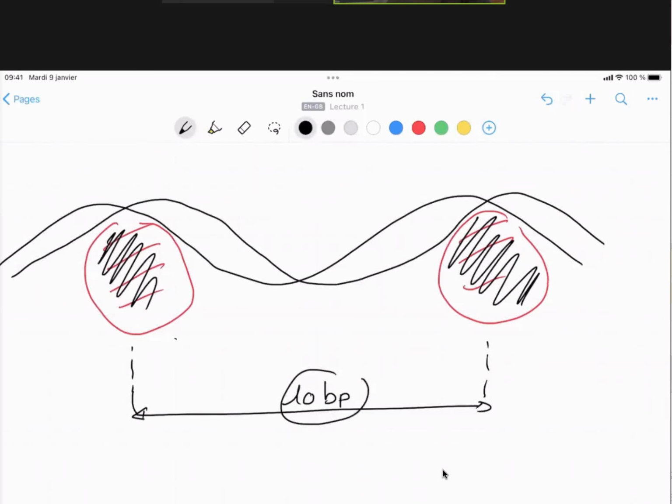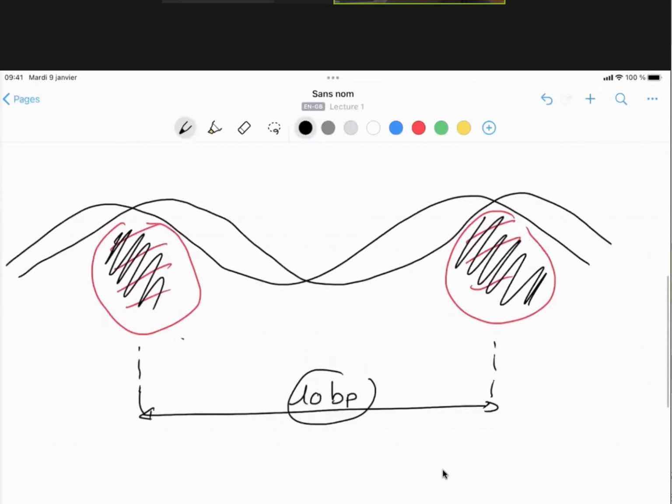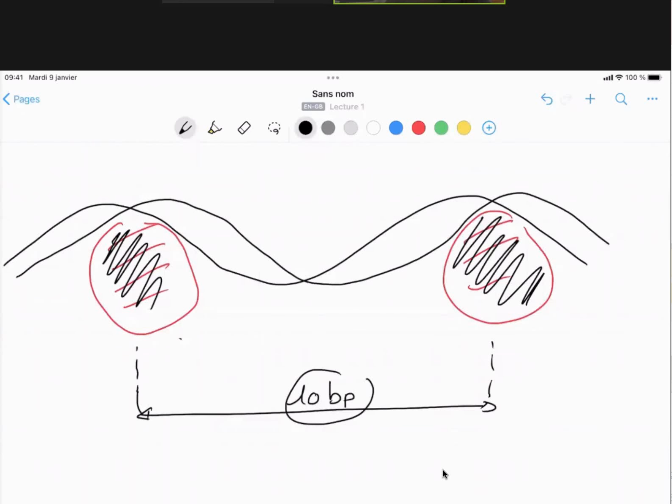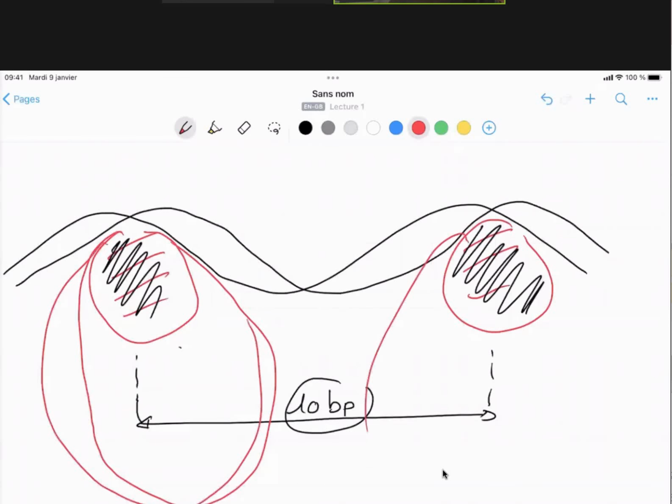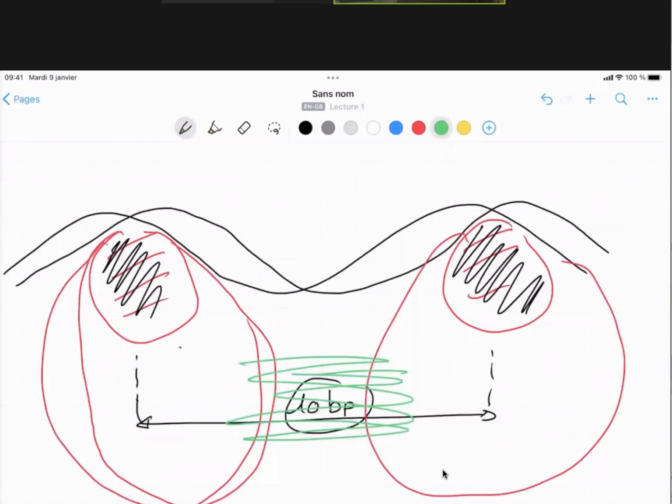If two sites are separated by 10 base pair, it means that the two proteins that can bind to these two sites are on the same side of the DNA. Do you agree? Because one turn brings you on the same side. The drawing is not at all to scale, because the proteins will be much bigger. If they are on the same side, what does it mean? They can interact with each other. Do you understand?